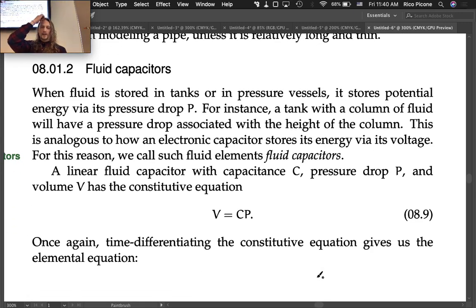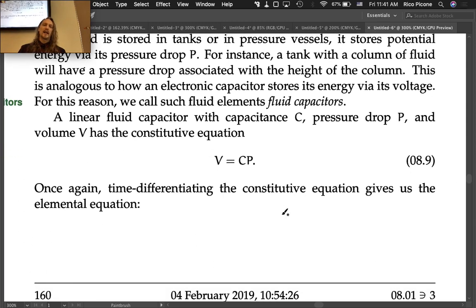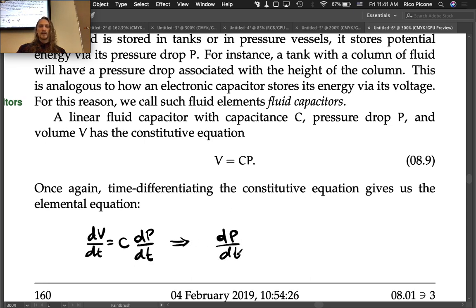A linear fluid capacitor with capacitance C, pressure drop P and volume V has the constitutive equation that the volume is proportional to the pressure drop with constant of proportionality C. That's the capacitance. Once again, time differentiating the constitutive equation gives us the elemental equation. So we have dV/dt equals C dP/dt. And we like to rearrange that to be dP/dt equals 1 over C, and then dV/dt is what?